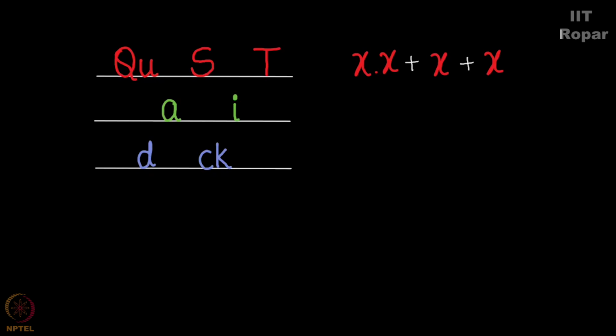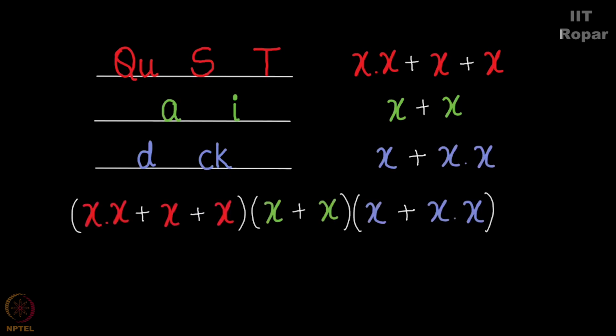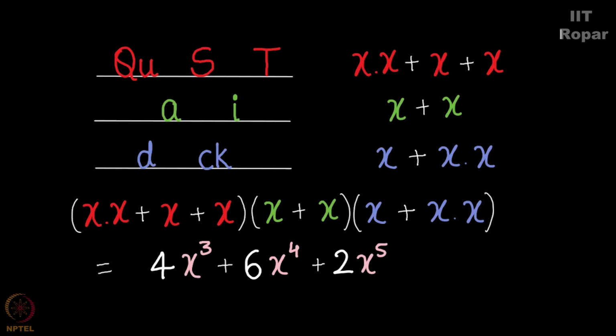And then the second line is a letter here A, another letter I here. So it's an X and an X. Times the last line will be D and a CK, which is X plus X into X. So now when I expand this, I get 4x cube plus 6 into x to the 4 plus 2 into x to the 5. Now look at x cube.